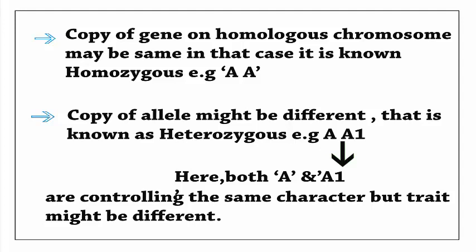it is known as the homozygous condition. For example, A and A means the homologous chromosomes contain the same copy of the gene. The copy of the gene, or allele, might also be different on the homologous chromosomes. That condition is known as heterozygous. For example, A and A1. So here both A and A1 are controlling the same character, but the traits controlled by these alleles might be different.